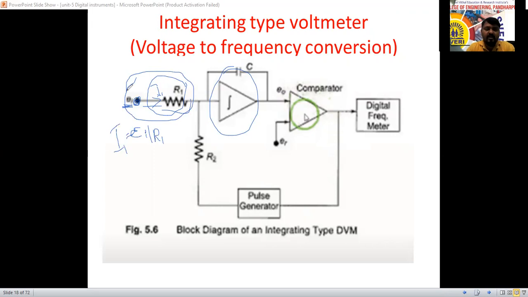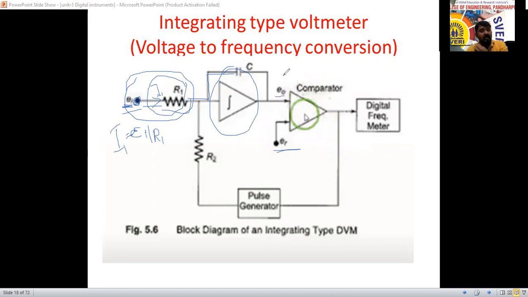Because of providing the input supply, the current will flow through the circuit, and here the integrator block is there. Depending on the pulse generator, it is open or closed, based on that. Because of this current, the capacitor will charge. The current I1 charges the capacitor, and it is going to be compared with the reference value. The output of this integrator block is E0.